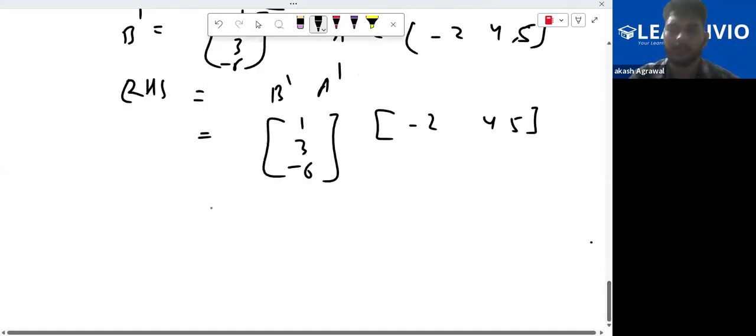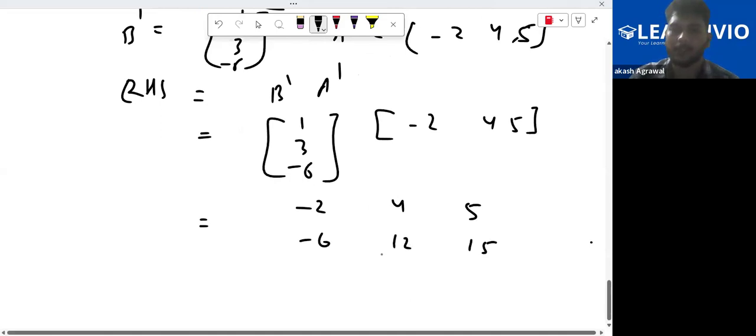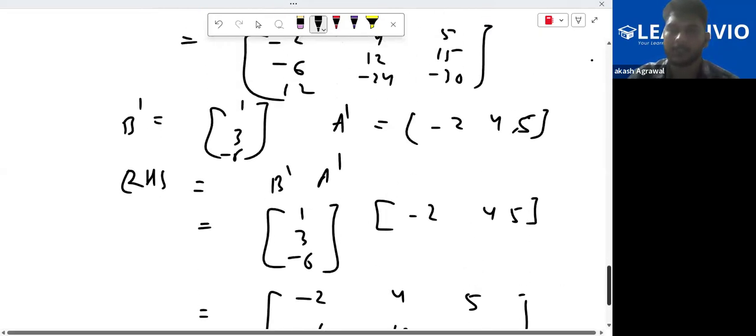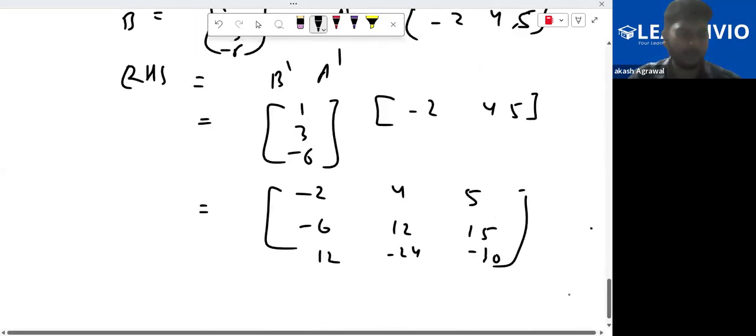Here also, similar thing. We will have 9 elements. So -2, 4, 5, -6, 12, 15, 12, -24, and -30. Okay. So we can see that RHS and LHS are equal. So hence proved. Nothing much difficult.